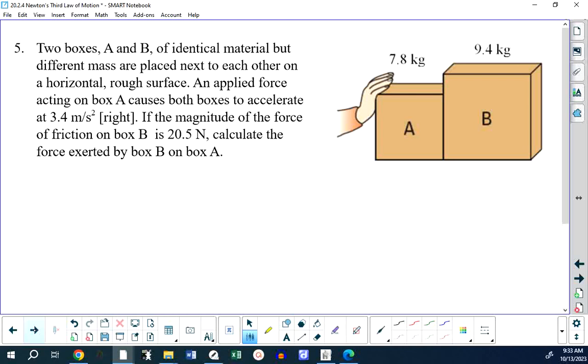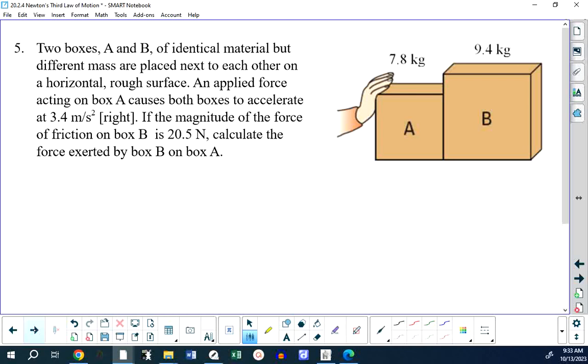You have 2 boxes. We're given both masses. There's some applied force that somebody is applying to object A. And we want to think of object A as separate from object B. It doesn't usually help us to think of that force being applied to the total mass, because we have to work backwards. So this force causes both objects to accelerate at 3.4 meters per second squared.